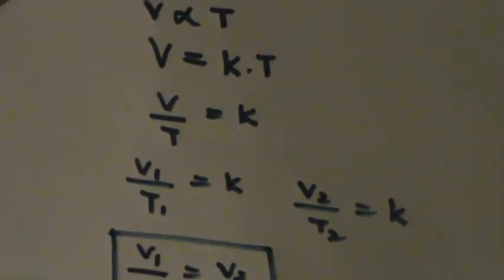So this is the popular equation for Charles law. For a gas whose pressure is constant and mass is constant, you can say that V1 by T1 is equal to V2 by T2, or V by T, the ratio of V to T, is a constant.